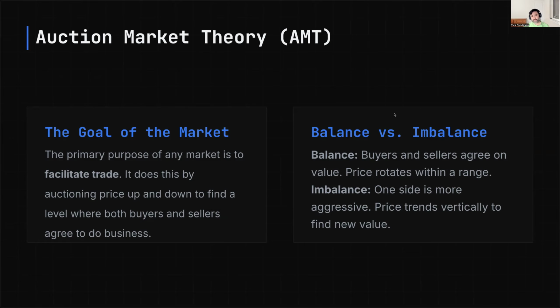Now, to the right, we've got this concept of balance versus imbalance. Balance is where buyers and sellers agree on value that we just talked about. Price rotates within that range. We, as traders, identify that as chop, and I think most of us try and stay out of chop. We want to catch the imbalanced moves, where one side is being more aggressive and price tends to trend vertically to find new value.